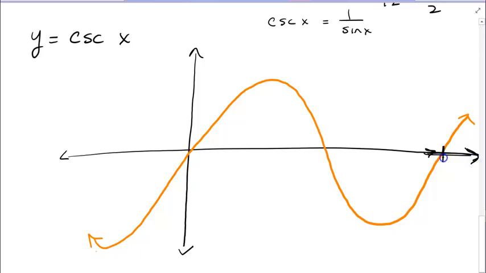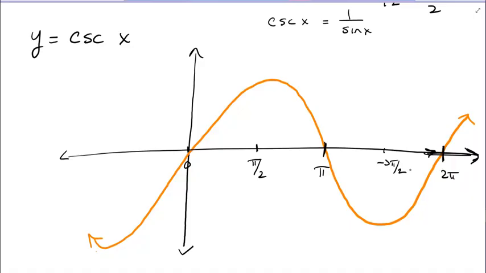Okay, what do we know? We know that is at 2 pi. We know that's at pi. We know that is 0. We know that is pi over 2. And that is negative 3 pi over 2. Okay. Cosecant's a reciprocal.